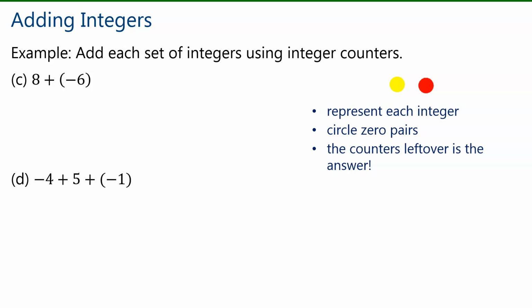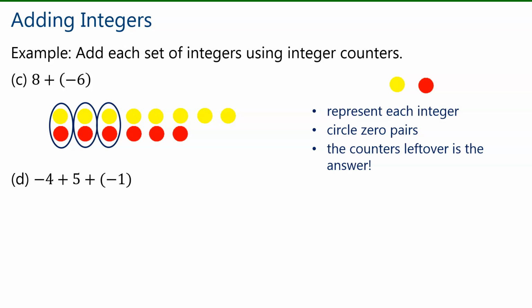Let's look at the next one. We have 8 plus -6. So here we have +8, and here we have -6. Here I have 6 zero pairs, leaving me with 2 positive, or simply you can just write it as 2.